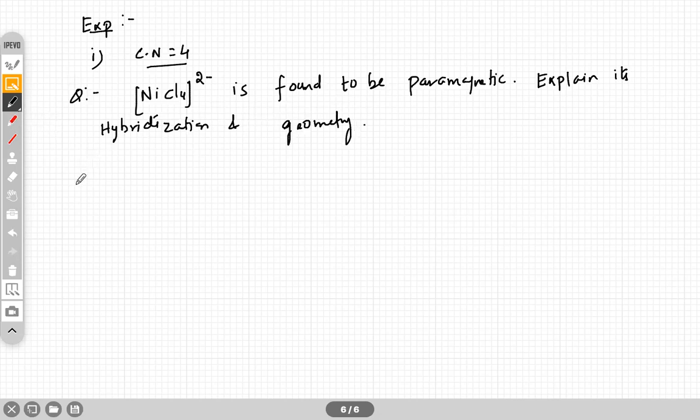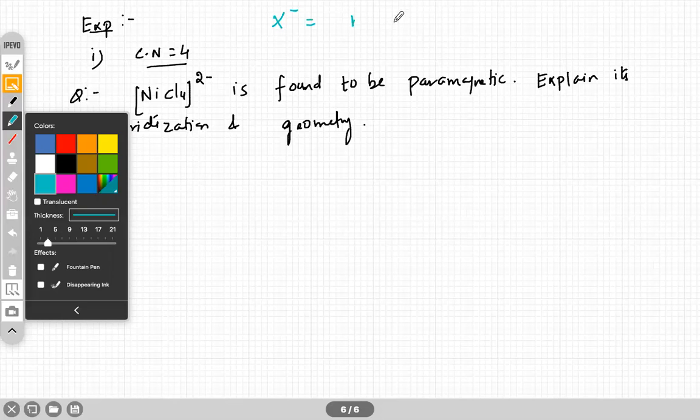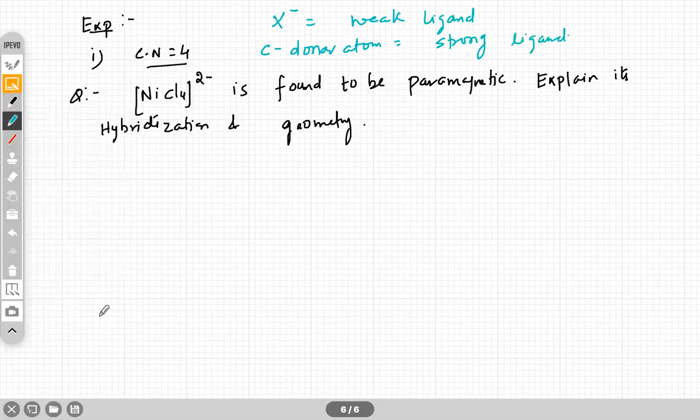Halide ions are weak ligands, that you should know. X minus are weak ligands, must remember this. And generally, strong ligands are those in which carbon is the donor atom. If carbon is the donor atom, then the ligand is said to be a strong ligand in general. These two things you must keep in mind, but once you solve some questions, you'll understand which ligand is strong and which ligand is weak. Got it?